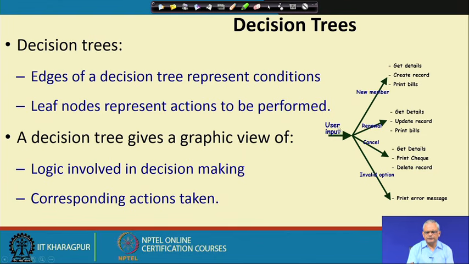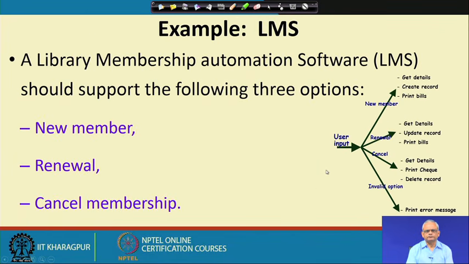One of the advantages of the decision tree is that it gives a graphic view of the logic that is involved and the actions that will be taken if certain logic conditions hold, and we can easily detect if certain conditions are missed. Let us take an example. It is a very simple concept. I am sure that everybody would be able to draw this kind of diagram, but just to illustrate how to draw, let us take a simple problem.